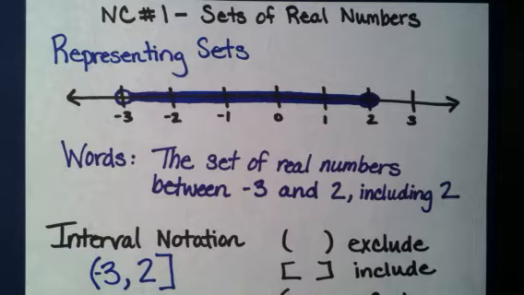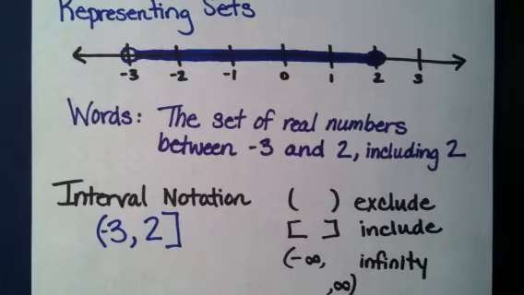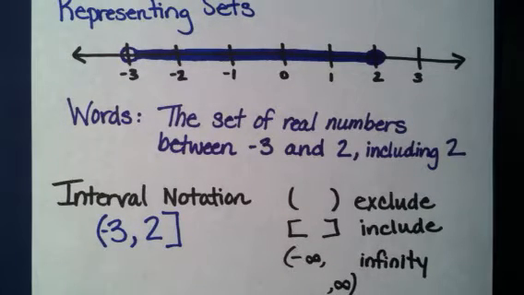If we were to represent this exact same set in interval notation, we would write it as a parenthesis, -3, comma 2, bracket. As you'll remember, parentheses means to exclude a number, and brackets mean to include the number.